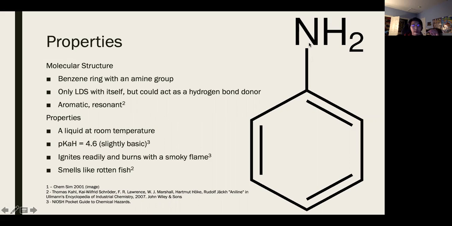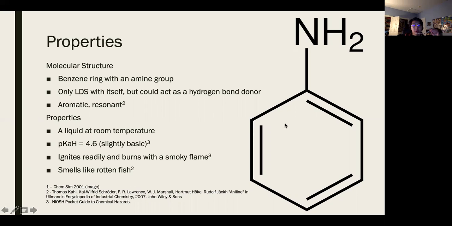Since there are so many of these double bonds all throughout the structure, it's both aromatic and resonant, which puts this nitrogen over here in some weird in-between hybridization between sp3 and sp2.